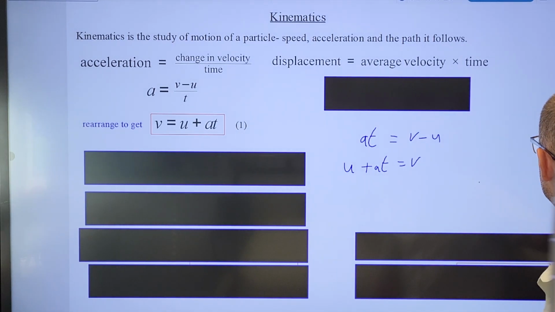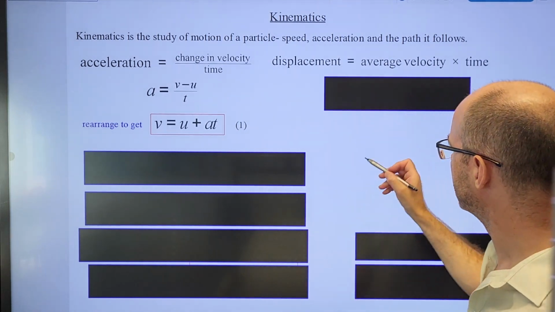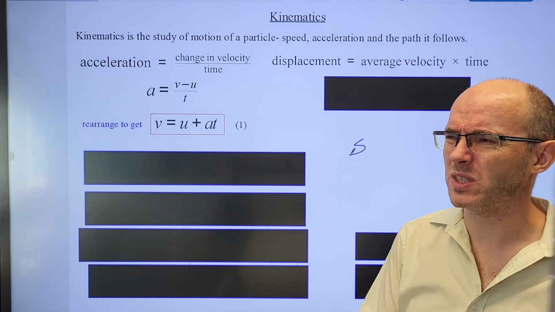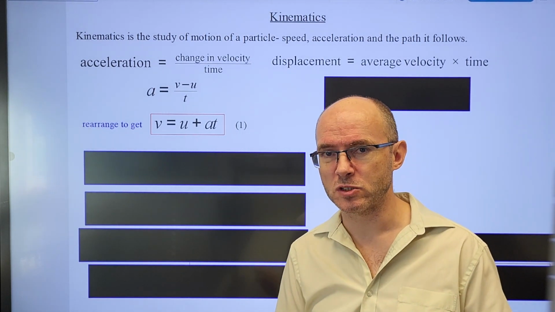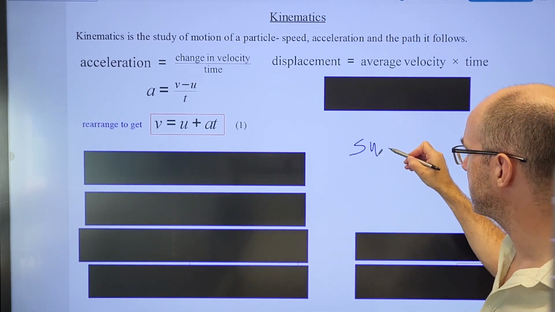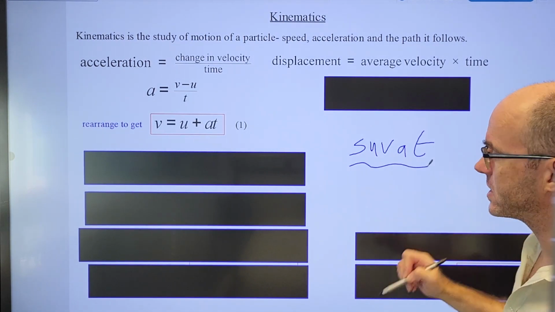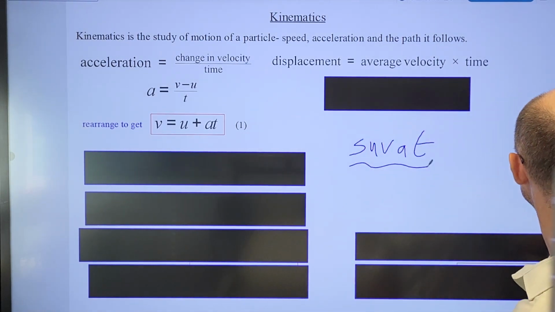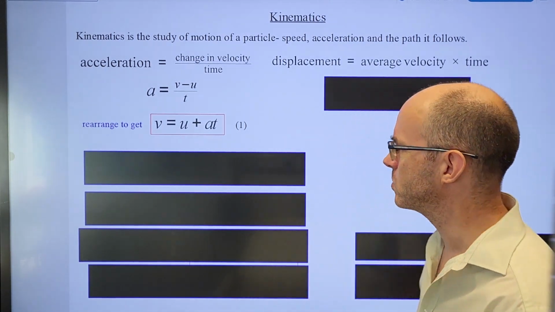Now why are they called suvat equations? It's simply because of the lettering that we use. So S for displacement, D we don't generally use. Remember, displacement is different from distance. Displacement means total distance from a particular point. U, as I've mentioned, for initial velocity, V for final velocity, A acceleration, T for time. That's the lettering we use, hence suvat. Like I said, I hate that word, but other people tend to use it, so I find I'm using it as well.